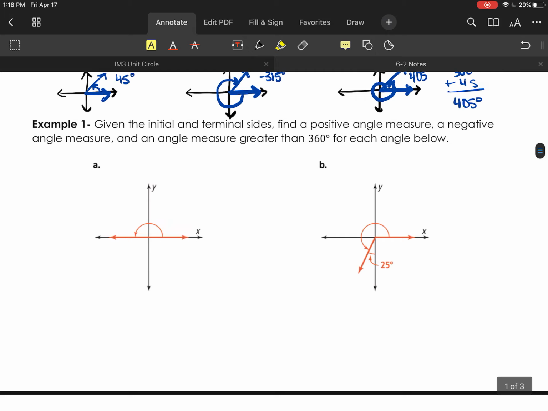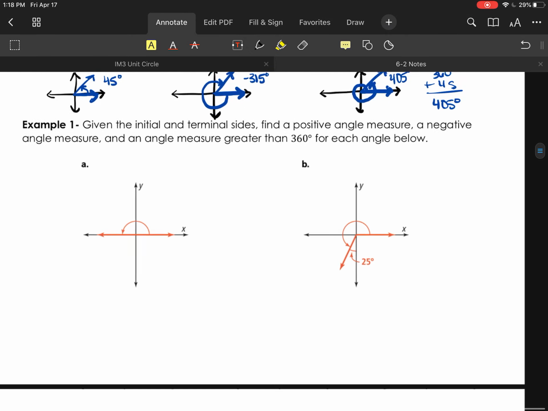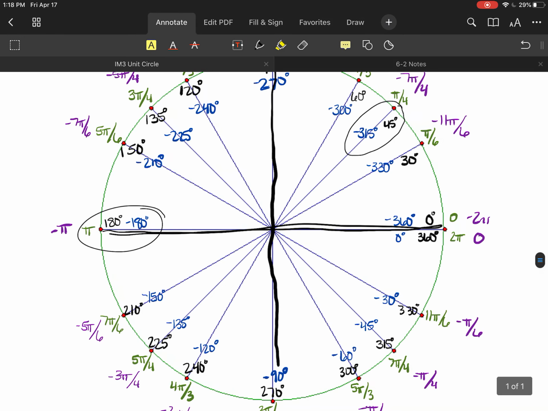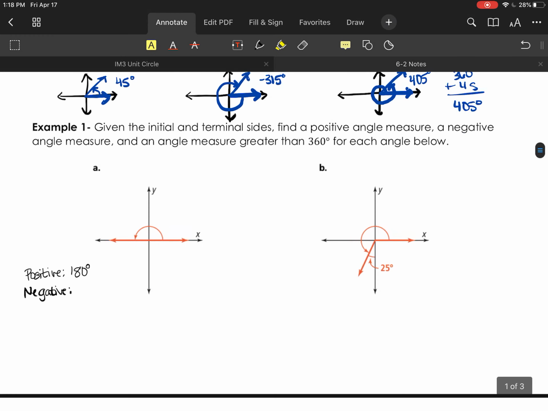I'm going to say my positive angle, oops, I keep forgetting to switch it back to the pen mode. Here we go. My positive angle would be 180 degrees. My negative angle, again, just look at your unit circle. It says 180 degrees and negative 180 degrees are the same. So I'm going to say that my negative angle there is negative 180.